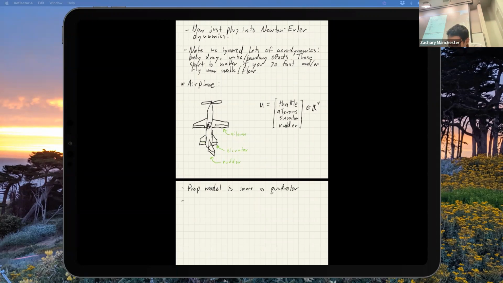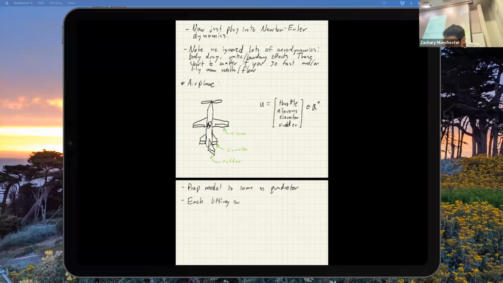Cool. So here we're going to get into this whole lift and drag thing. Each lifting surface, like propeller blades, all the wings, vertical, horizontal, etc., generates lift and drag. So here's how lift and drag works.